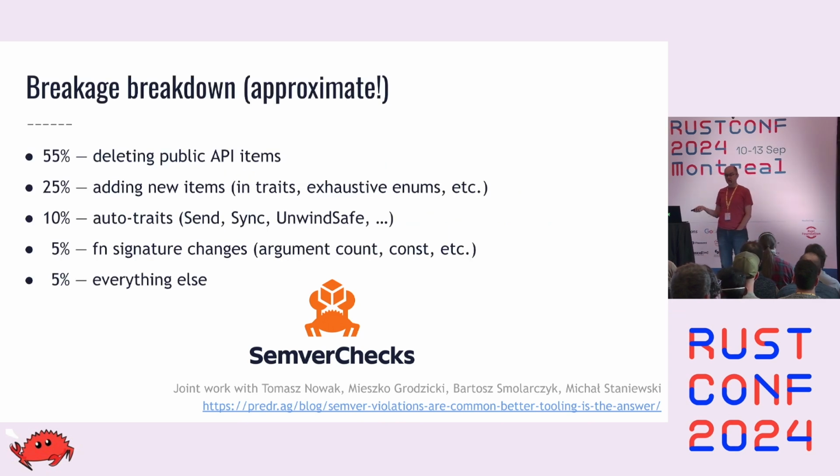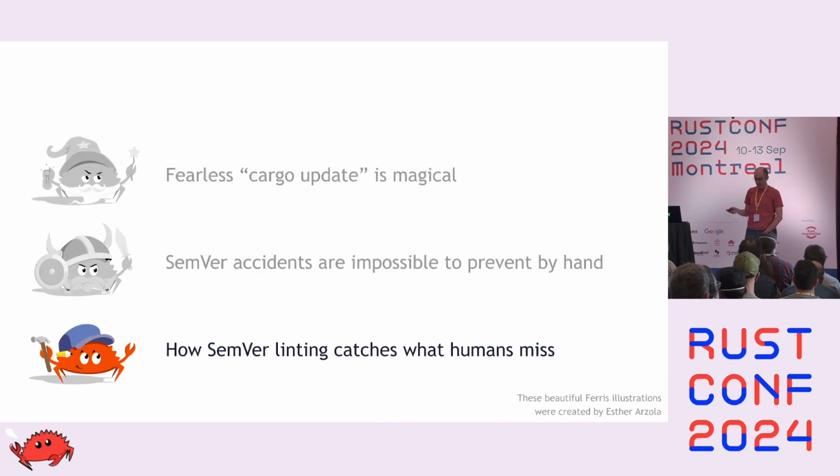Now, there are a variety of other kinds of breakage that cargo-semver-checks could detect that came up in our study. And these numbers are approximate. They're intended to give you a qualitative sense, not necessarily be a firm quantitative thing. So more than half is deletions, about a quarter is additions, about 10% is auto traits like Send and Sync, about 5% is signature changes, things like functions no longer being const or becoming unsafe and so on, and 5% is sort of everything else that we didn't more precisely classify. So great, clearly we're not going to prevent these kinds of SemVer accidents by hand, so what's the solution?